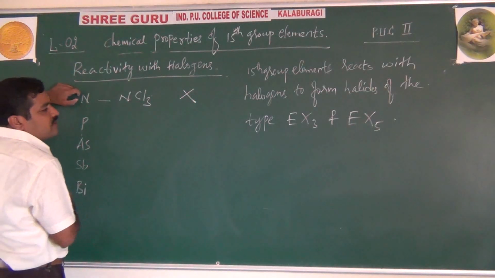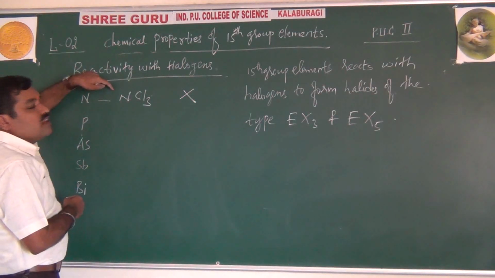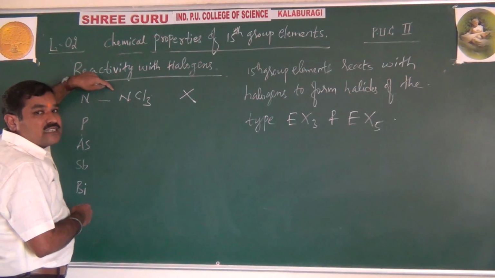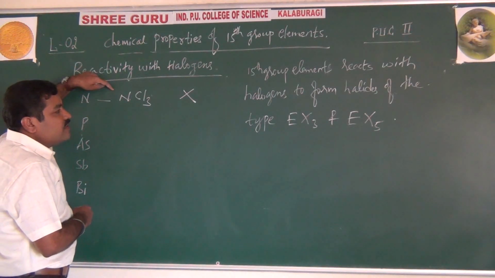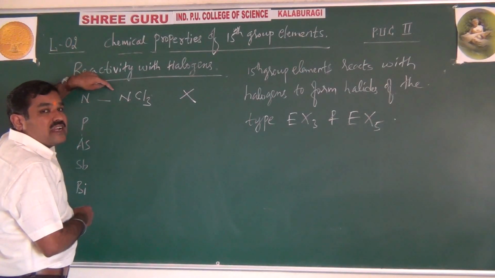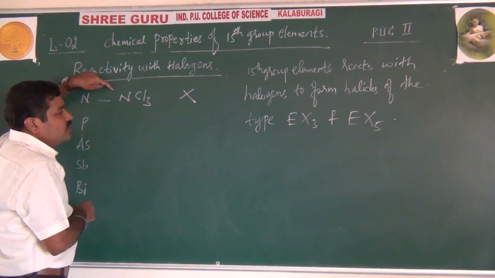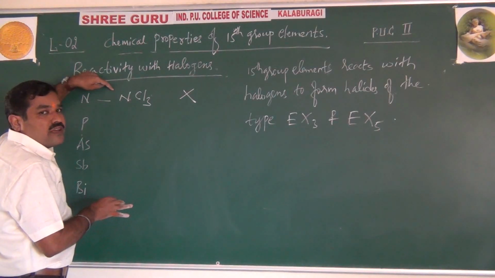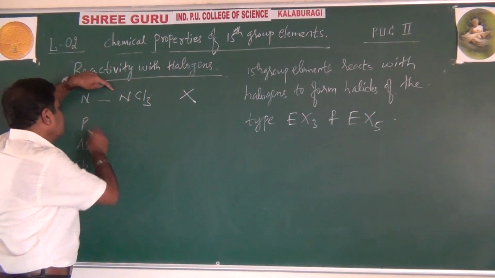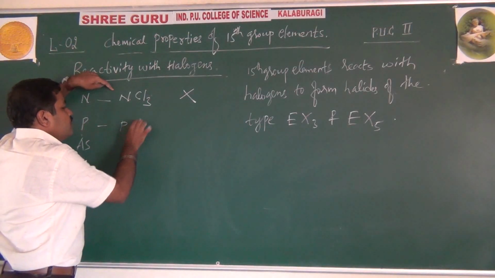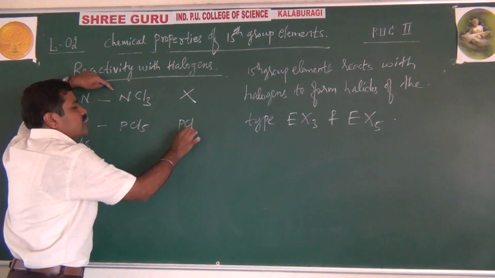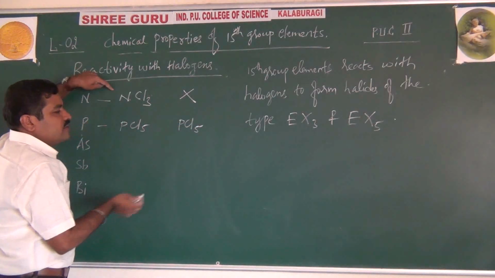It does not form pentahalide. Why? Because of absence of d orbitals and covalence is only 4. It cannot extend more than 4. Very important point to be noted for 1 mark. Very frequently asked question and for NEET also. It may not form pentahalides. Why? Absence of d orbitals. Next, phosphorus. PCl3, PCl5, it can extend covalency to 5.